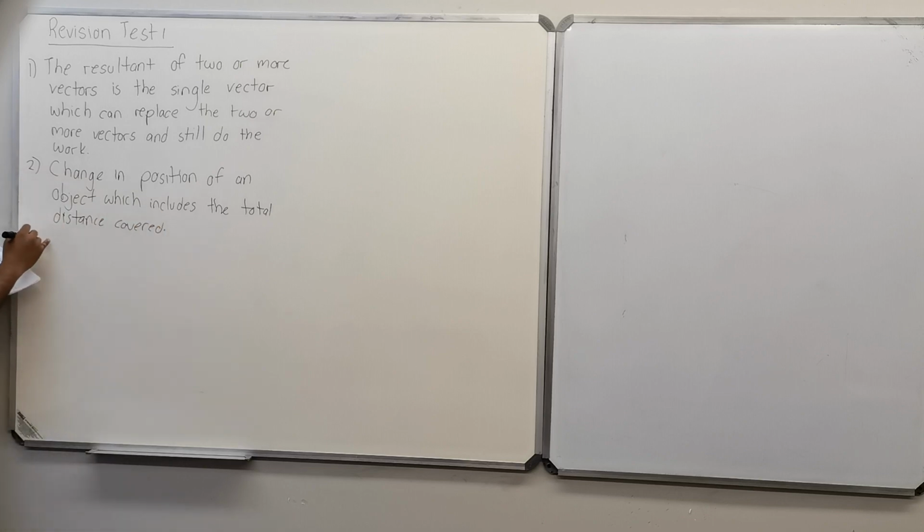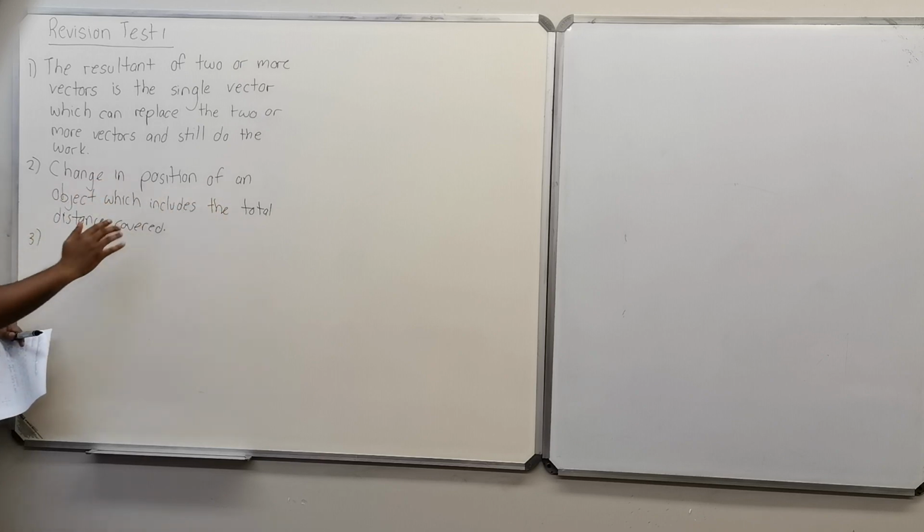Okay, that's straightforward. Displacement is the... You're giving a definition of distance, but on your definition you've got distance as well. Yeah, but the main thing here is it's the change in position of an object, right? And then this part where I'm saying which includes the total distance covered. Remember, displacement is the shortest distance between 2 points.